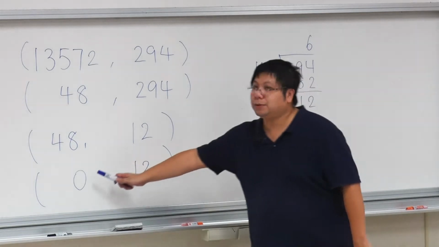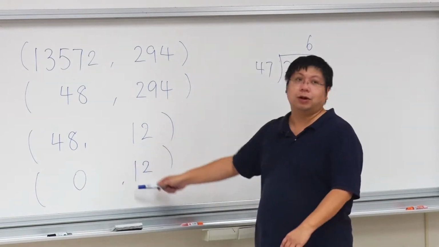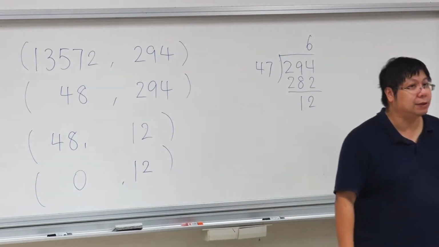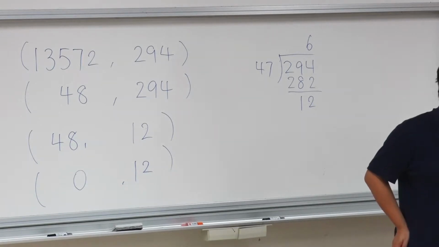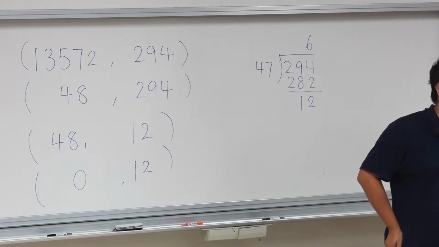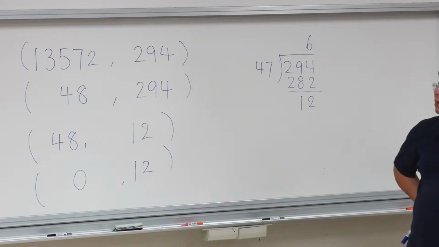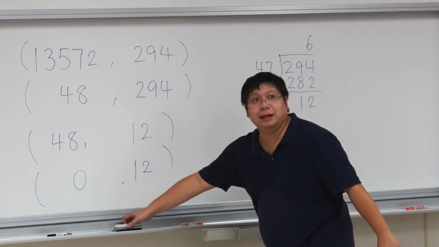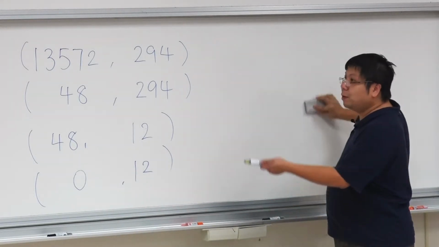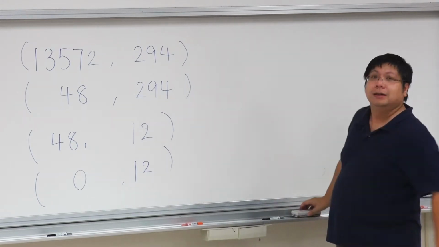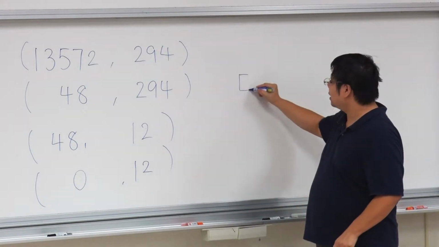Now, when we get a 0, then we immediately know that the non-zero part will be the greatest common divisor of these two numbers. So it is going to be 12. Is that okay? So it is the so-called Euclidean algorithm. And why is it correct? It's based on number 9. So it is called the Euclidean algorithm.